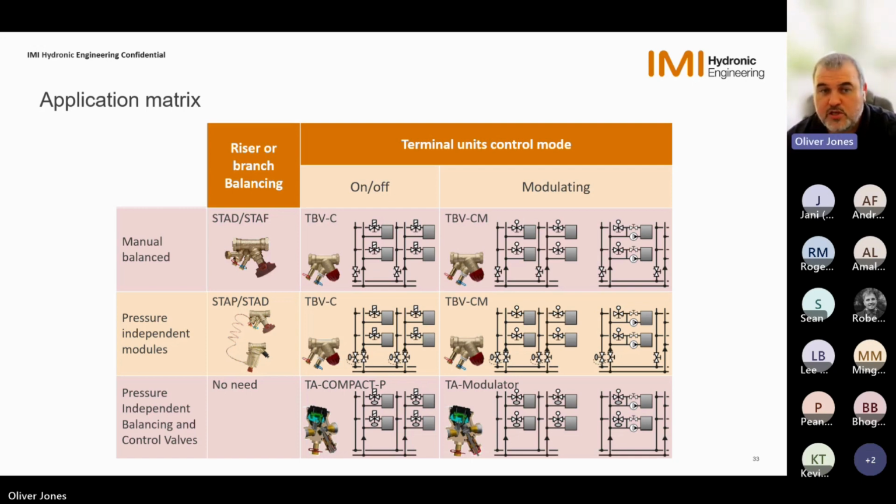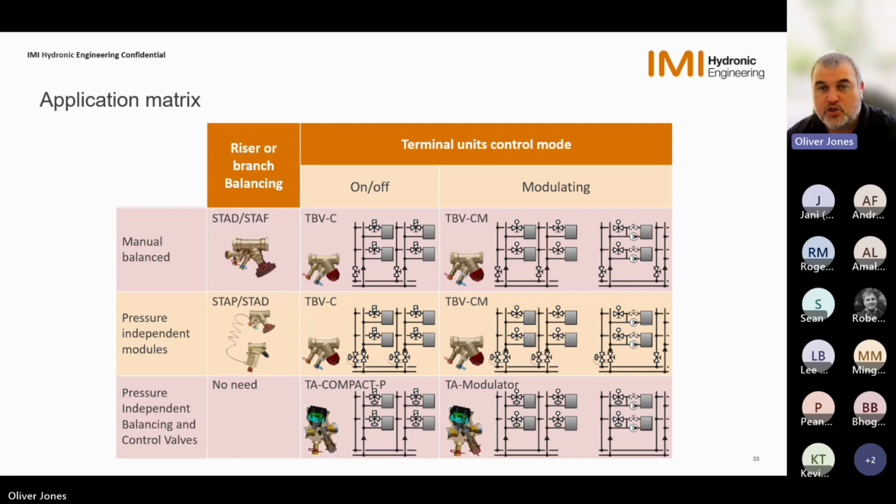These would go on each terminal unit, and then on the branches and on the risers, we would also do a balance for each branch and for each riser with a STAD or a staff, depending on the size of the pipe work. So we would completely manually balance the system.